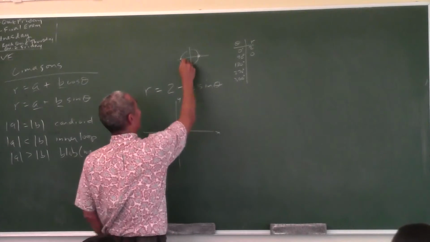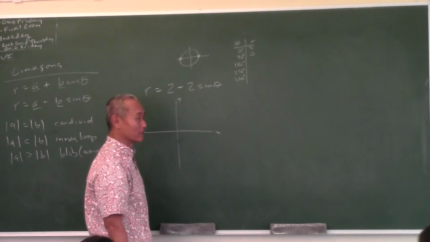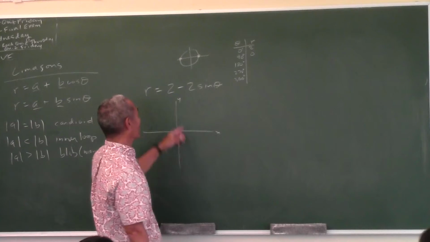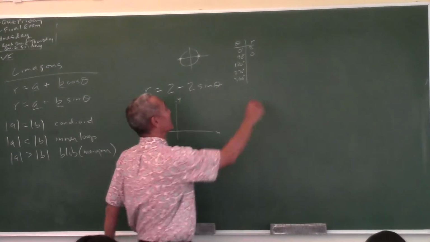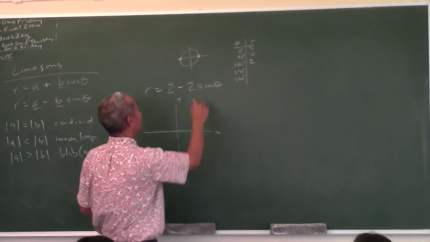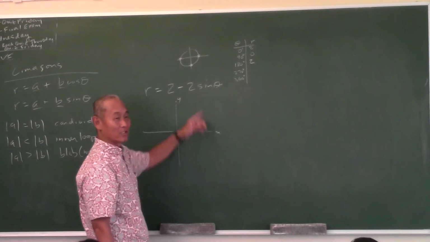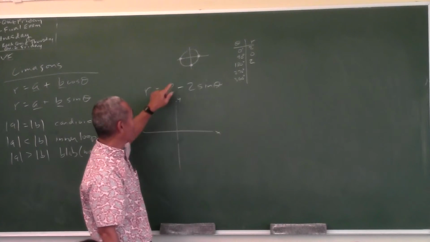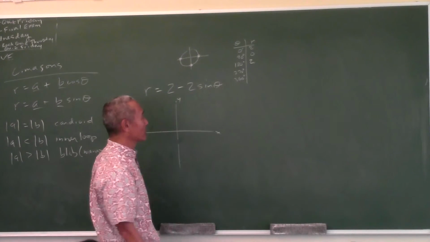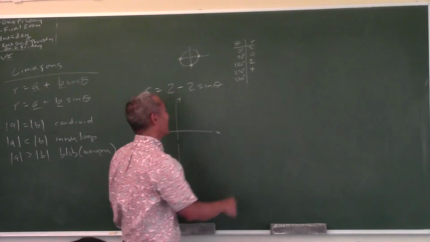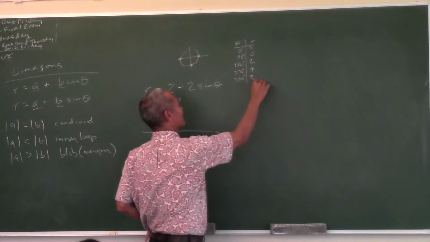Okay, 180. 180 is right there. What's the y coordinate? 0. So what's 2 minus 2 times 0? 2. Okay, 270 is over here. What's the y coordinate there? -1. So what is 2 minus 2 times -1? 4. And of course 360 is going to be the same as 0.